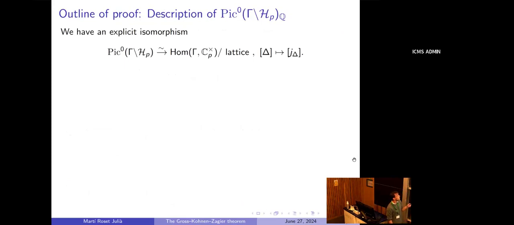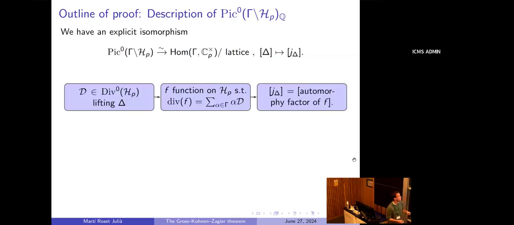So this is an explicit isomorphism between the Jacobian of H_p mod Gamma and the group of morphisms from Gamma to C_p star modulo some Z lattice. That I will not say explicitly, but let's write this isomorphism as saying that the class of a divisor delta maps to the class of a morphism J_delta. And the summary of how this J_delta is constructed from delta is this one. So we have our delta.